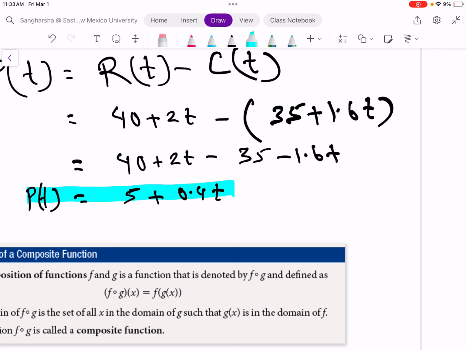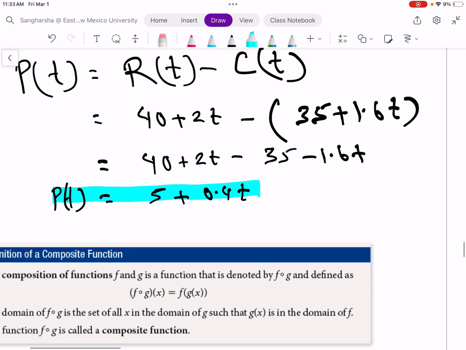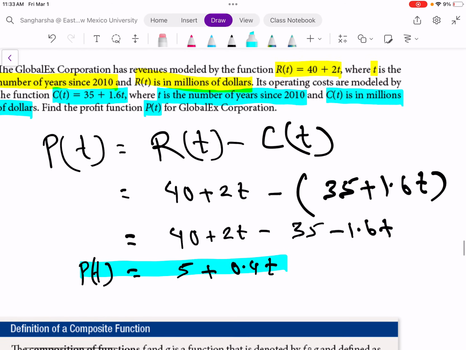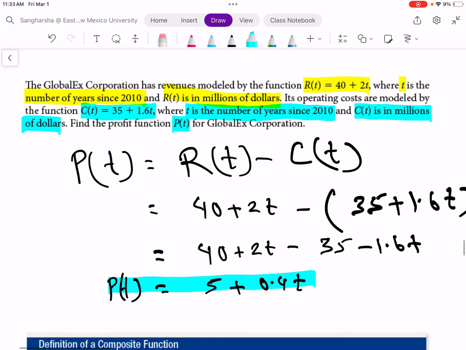Does anyone have a question? Everything is given, we just find the difference here. Sometimes in a similar case, suppose you are given a profit and you are given a cost, how do you find the revenue? Yes, you add the cost and profit together and you get the revenue. So you will be adding the functions.